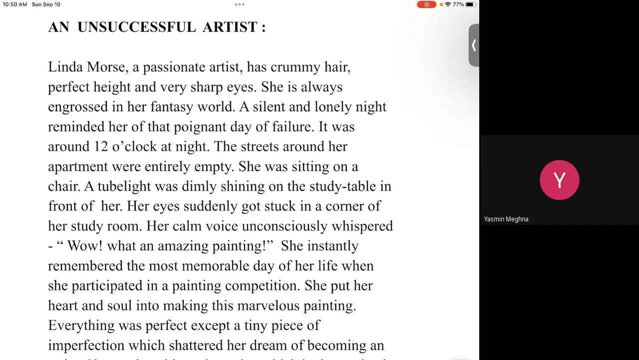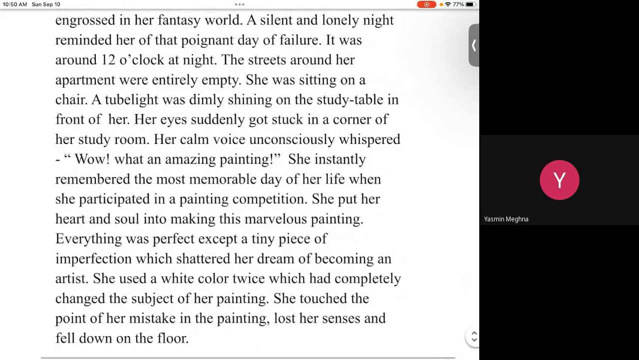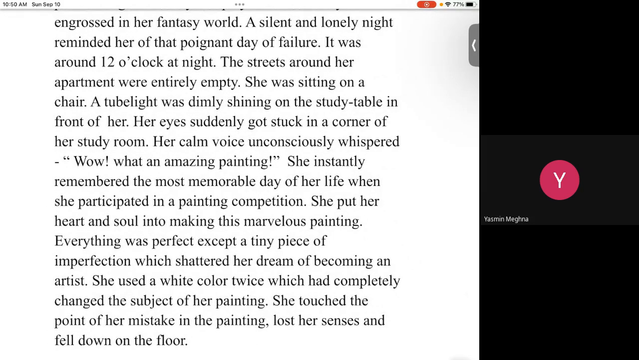She put her heart and soul into making this marvelous painting. Everything was perfect except a tiny piece of imperfection which shattered her dream of becoming an artist. She used a white color twice, which had completely changed the subject of her painting. She touched the point of a mistake in the painting, lost her senses, and fell down on the floor.